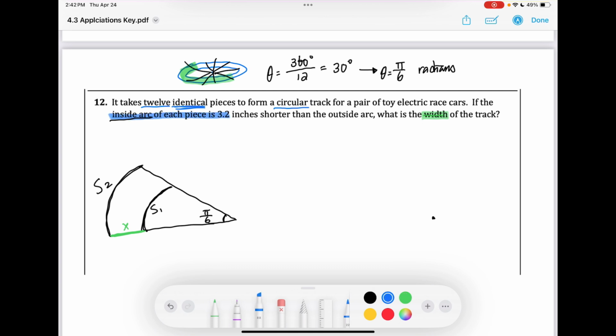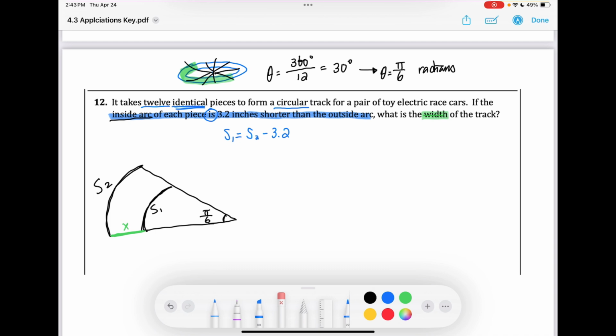The inside arc of each piece is 3.2 inches shorter than the outside arc. So now we talk about in classroom. When we do those translations, the inside arc, as you can see, is S1. It's equal to 3.2 inches shorter than the outside arc. So I can translate that to equal S2 minus 3.2. So this gives us a piece of very useful information. I'm going to use that.